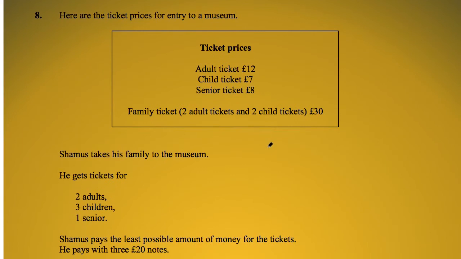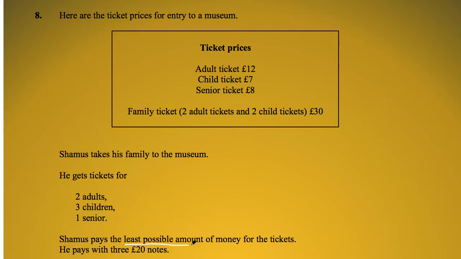Okay, question 8. Here are the ticket prices for entry to a museum. Adult ticket £12, child ticket £7, senior ticket £8. Family ticket, 2 adult tickets and 2 child tickets, is £30. Seamus takes his family to the museum and he gets tickets for 2 adults, 3 children and 1 senior. Seamus pays the least possible amount of money for the tickets.